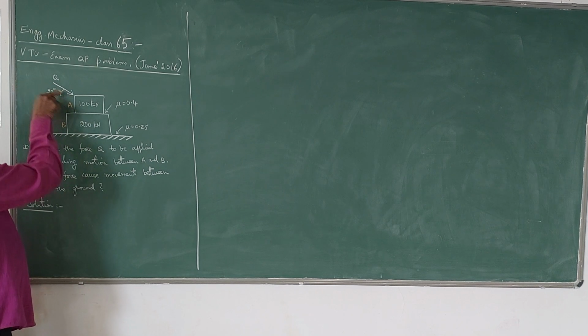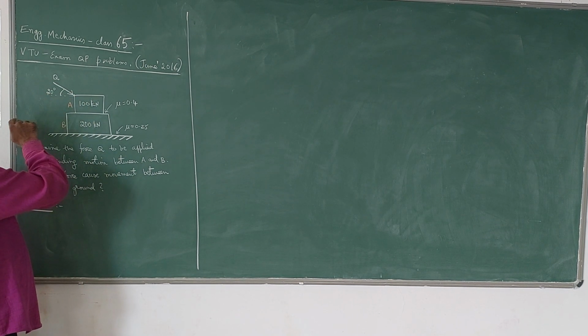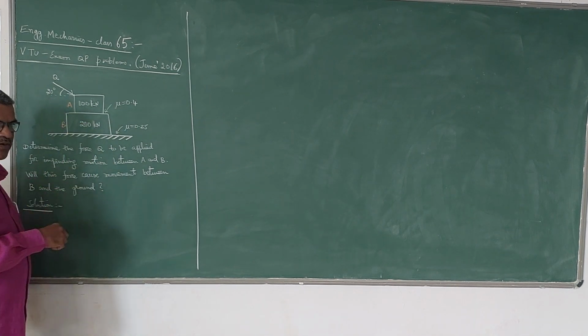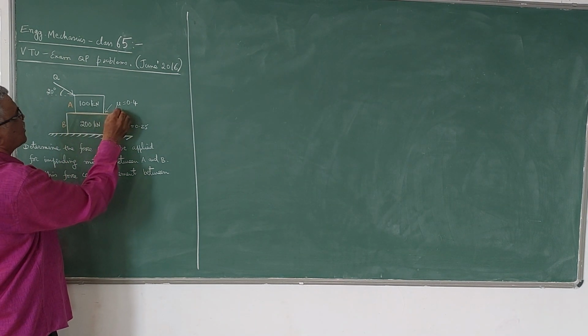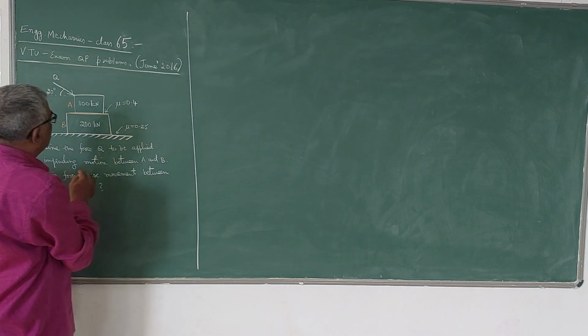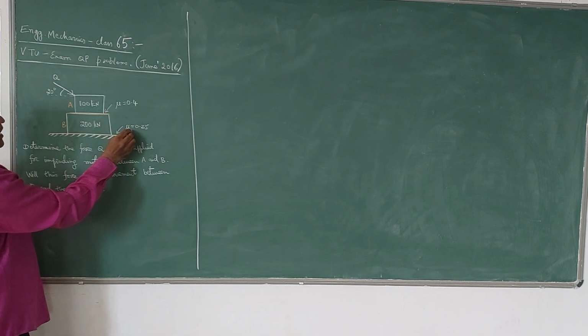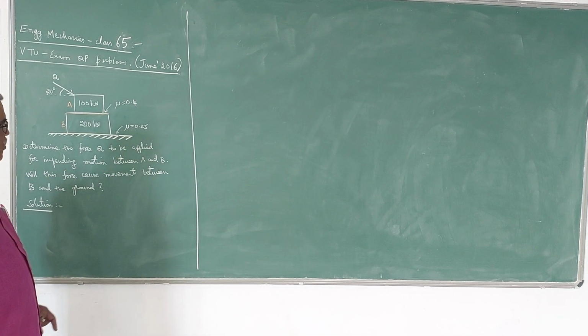A force Q is applied at the top corner point of block A, at an angle 20 degrees. And there are two contact surfaces here. The contact surface between A and B has a coefficient of friction value 0.4, and the contact surface between block B and the ground is 0.25. So the coefficient of friction is 0.25. They have given those values.